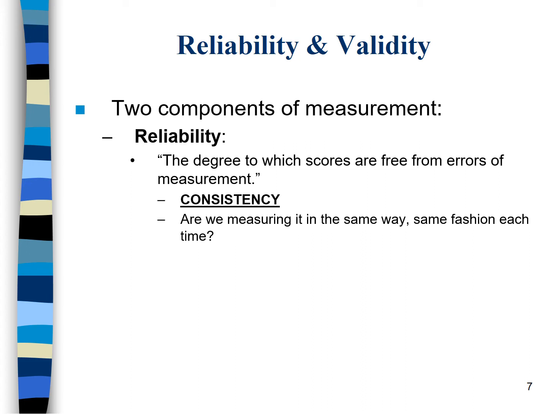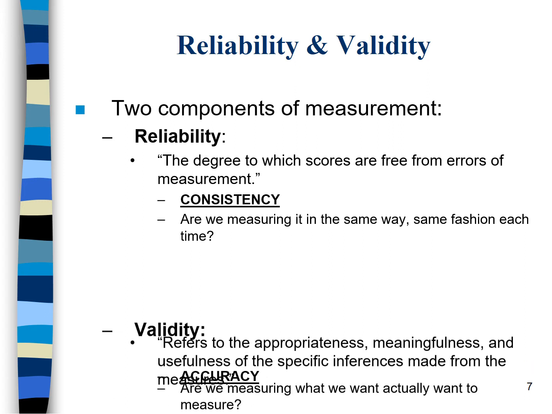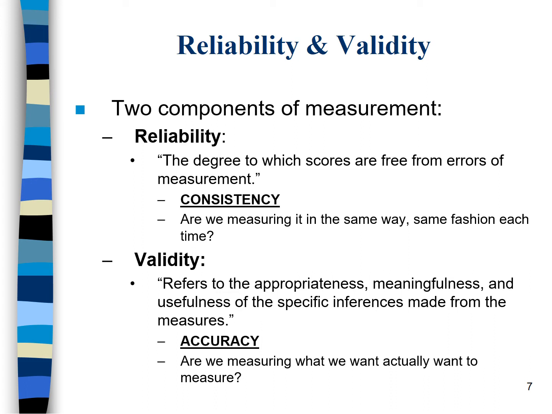And so the first thing we have is this thing called reliability, and we're going to be talking a lot more about that. The second one, and this is arguably the even more important one, is validity. The fancy definition is that validity refers to the appropriateness, meaningfulness, and usefulness of the specific inferences made from the measure. Once again, I'm all about simplicity, and when we think about validity in this course, think about accuracy. Am I hitting the target that I'm shooting for? Are we measuring what we actually want to measure?